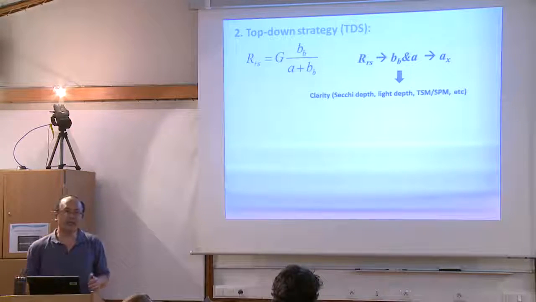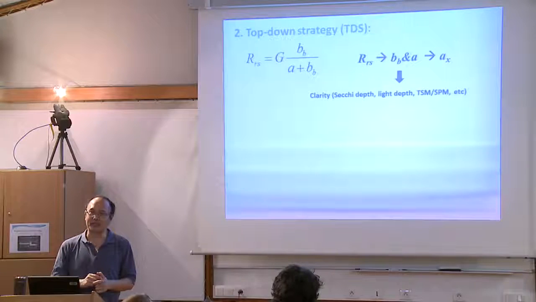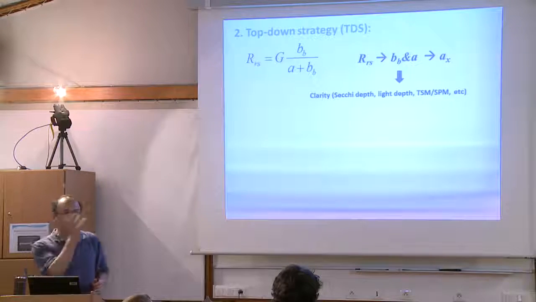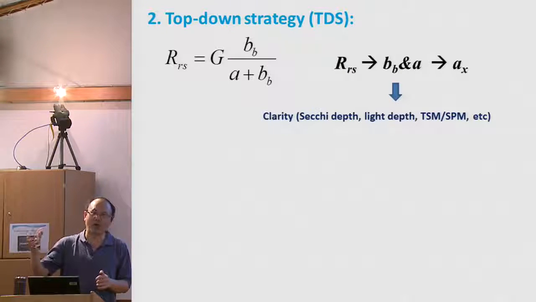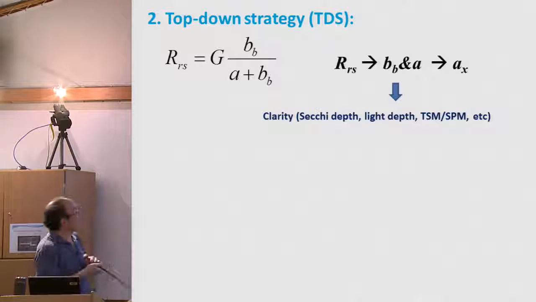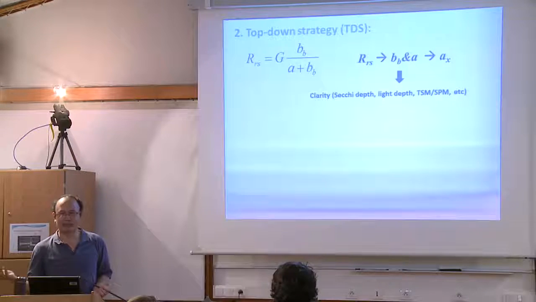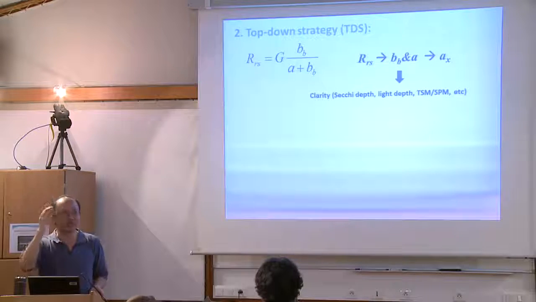Okay, now we get to the top-down strategy. Okay, see, in the previous part, we talked about how to build each block, we have to know the APH shape, ADG shape, BBP shape, in order to get a solution for the remote sensing reflectance spectrum. But the top-down strategy is a different way, a different thinking, a different strategy, a different system.